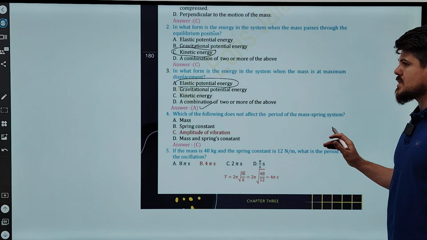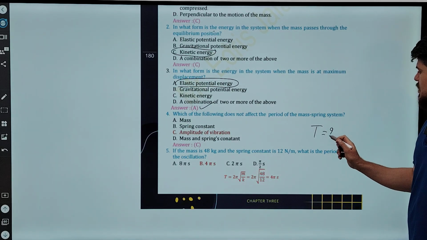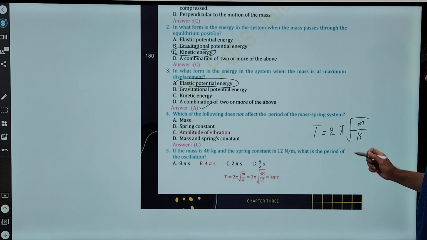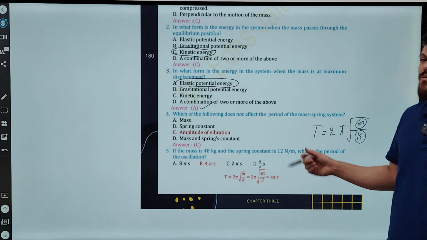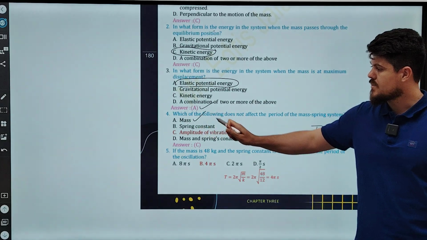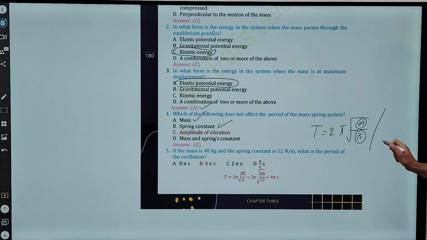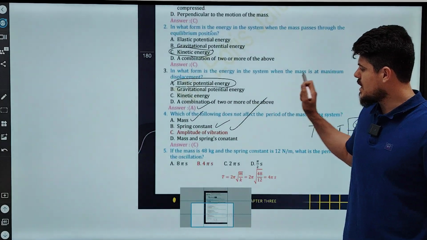Which of the following does not affect the period of the mass spring system? The period of the mass spring system, you have to write down the equation of the period, 2 pi square root of m over k. In the mass spring system, the period depends on the mass and the spring constant. But the question says does not affect. Mass affects, yes. Spring constant affects, yes. Amplitude, do we have amplitude in the equation? No, we don't. So amplitude does not affect the period in a mass spring system. The answer is C, okay?